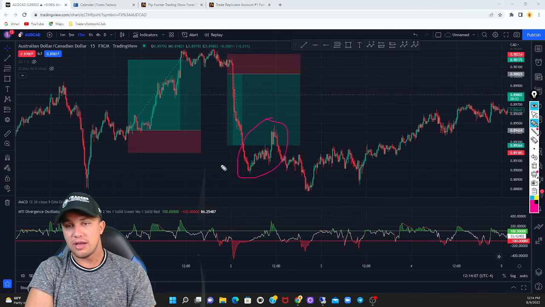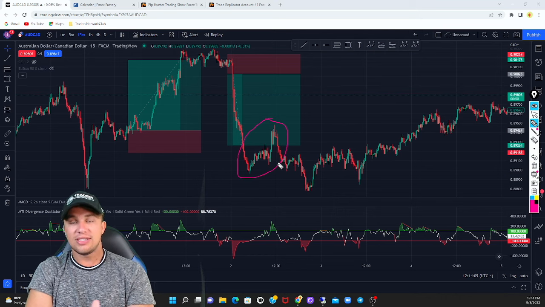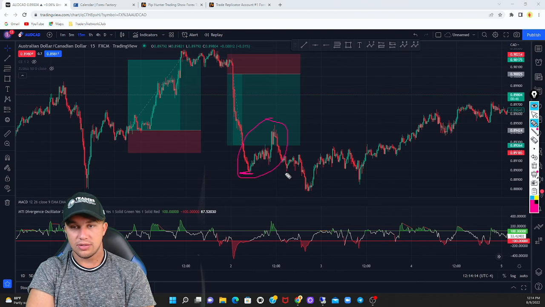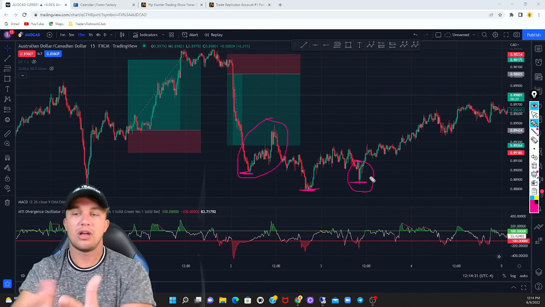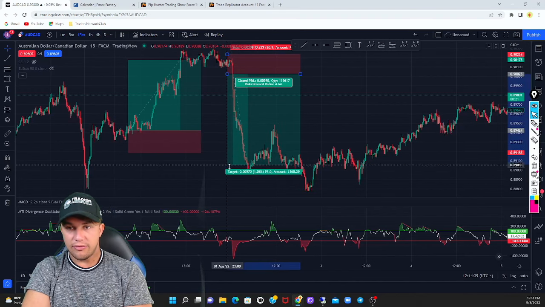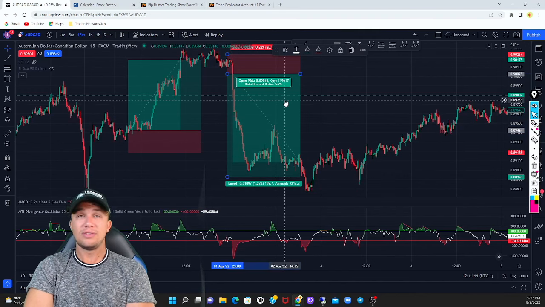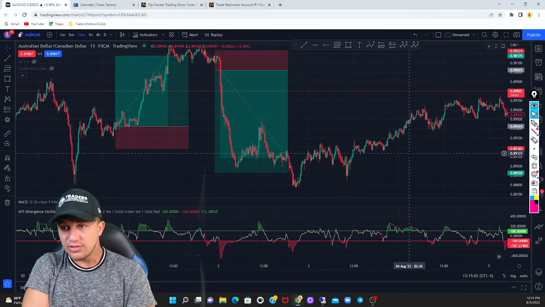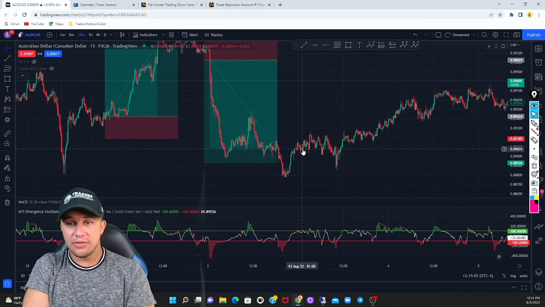Okay, we got our positive divergence in the zone, but we look to get out when price creates a higher low from this. And you can see price create a lower low. So we wouldn't have got out of our trade until price created a higher low over here. That's when we would have got out of our trade. We have took our profit right about here with a 1-to-5 risk reward ratio. So with that being said, we got out of this trade.